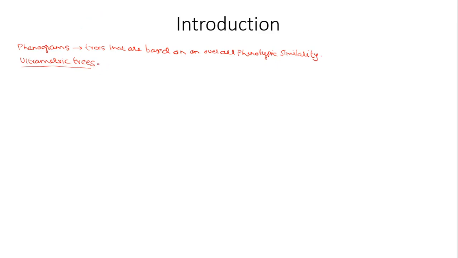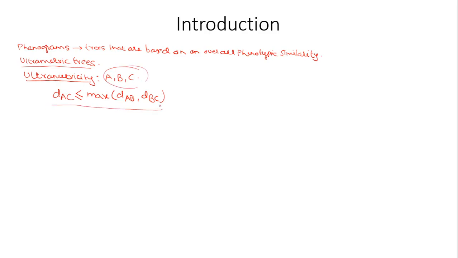So in order to generate this ultrametric tree, the property of ultrametricity must be satisfied, right? This ultrametricity is said to be satisfied for, well, say any three taxa. Let us consider them as A, B, and C. We say that the ultrametricity for the three taxa A, B, C is satisfied when they follow the distance equation: the distance between A and C is less than or equal to the maximum of the distance between A, B and the distance between B, C. So if these three taxa follow this mathematical equation, we say that the ultrametricity criterion is satisfied.